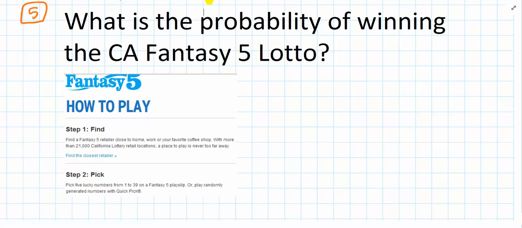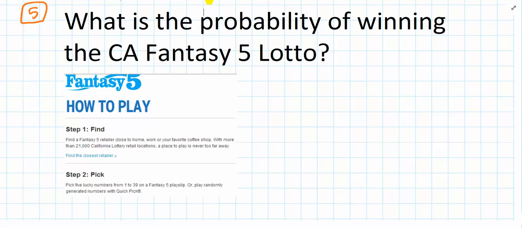Check it out. Let's figure out the probability of winning the California Fantasy 5 Lotto. Isn't it like something in the billions? I want to point something out to you guys. As I was making this lesson, I thought, this would be fun to figure out. I wonder if we can actually get the right answer. So I go onto the internet, where everything lives, and I go to step 1. These are the directions from the internet. Step 1: find a retailer close to home, work, or your favorite coffee shop. So really, step 1 is literally go to the store and buy a ticket.